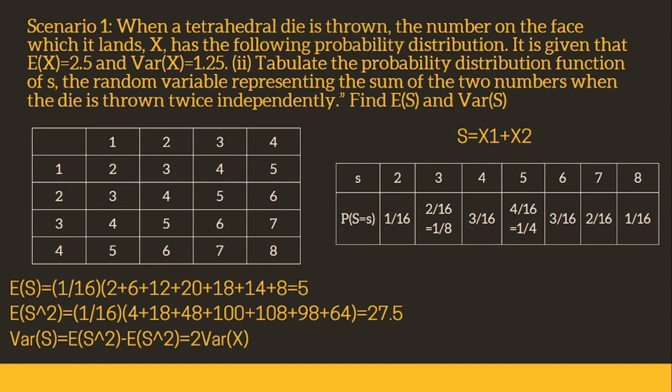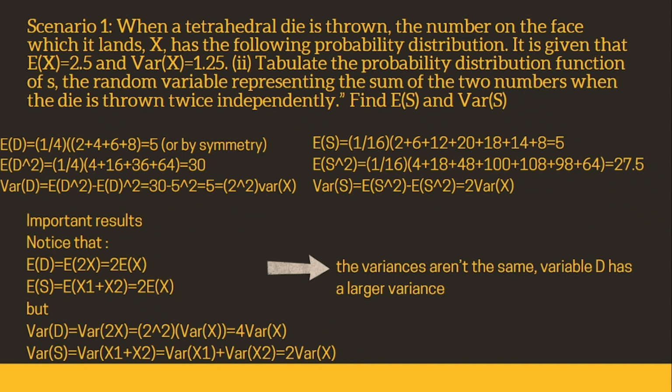So actually you notice that there's some difference here in terms of the results. They will have the same mean, so E(D) is equal to E(S), which is equal to 2E(X). But the variance is different. When we found the variance of D, it's actually 2 squared, which is 4 variance of X. For the variance of S, it's going to be 2 variance of X. So the variances are not the same. Variable D actually has a larger variance.